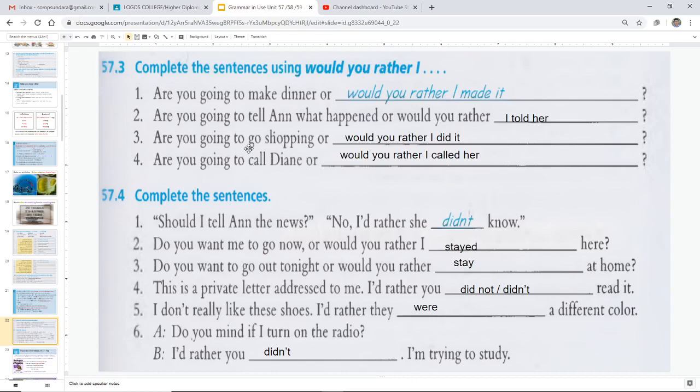And here's your answers, 57.3. All right. You had to use the past tense of the verb if you had a noun in between it. Here, same thing. If there's a noun, a pronoun, you have to use past tense. If not, you just use the base form of the verb. Number 5, I don't really like these shoes. I'd rather they were a different color. This one had many interesting answers. I accepted many answers here.